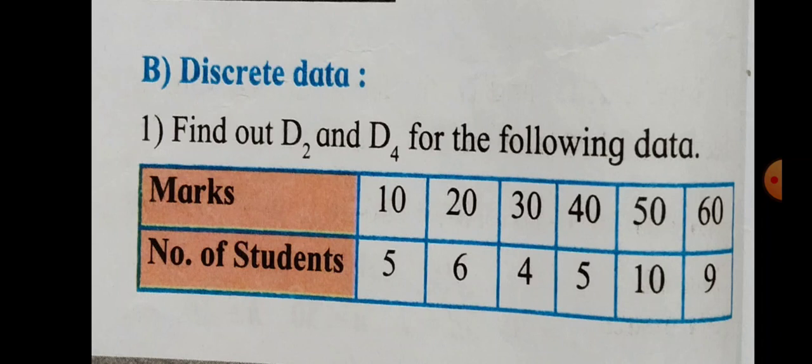Here an example is given. You have to find out d2 and d4 for the following data. In the first row they gave marks, and in the second row they gave the number of students, that is frequency. So what is the variable here? Marks of the students. Now let us see how to find out d2 and d4.